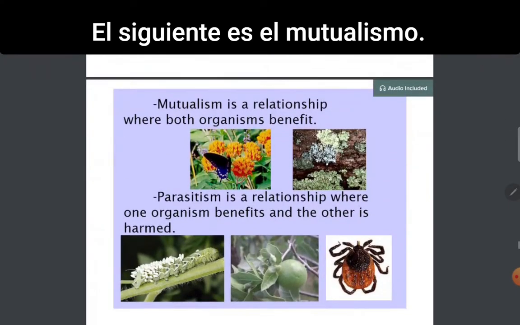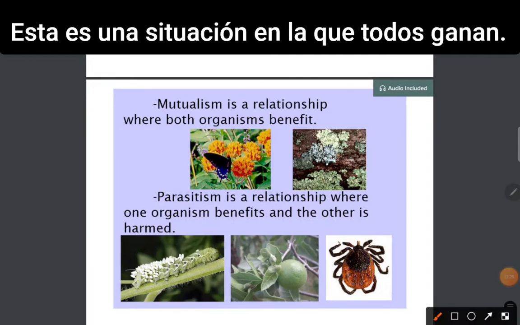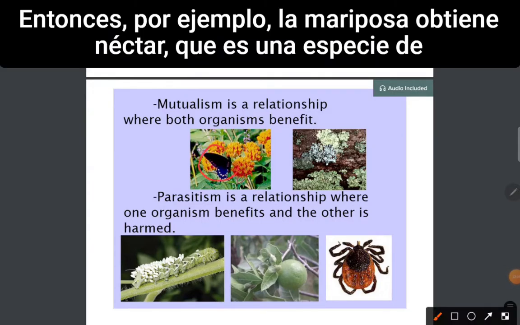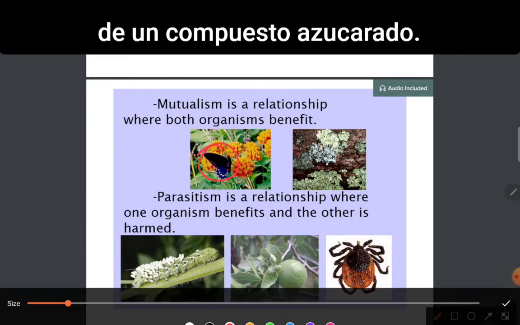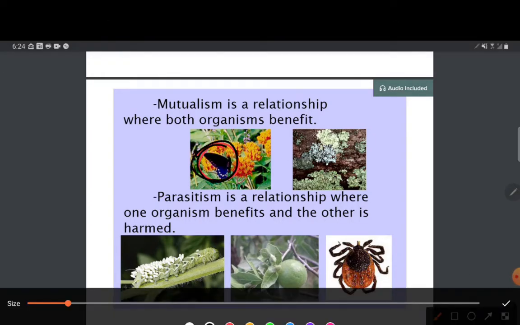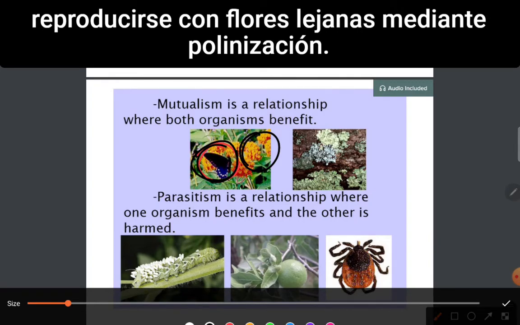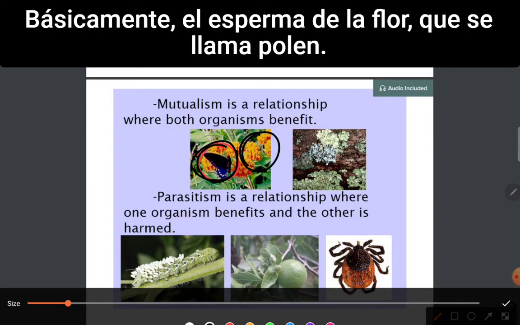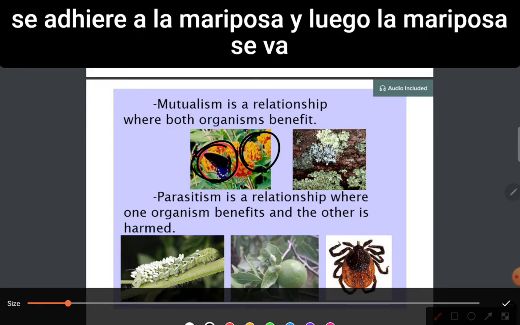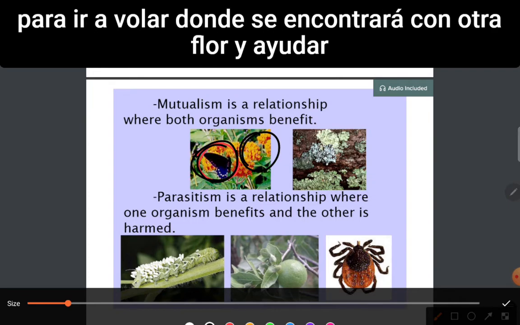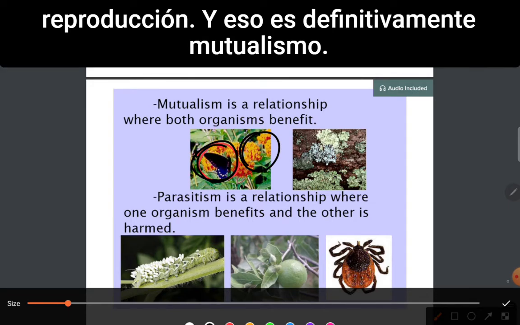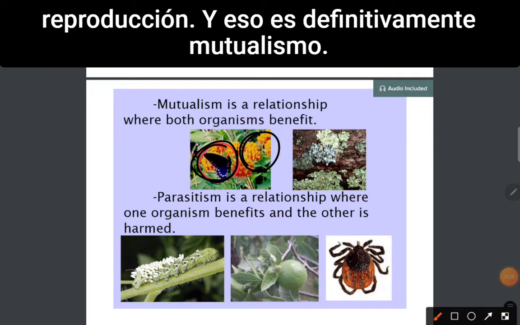The next one is mutualism. This is where both parties are helped. This is a win-win situation. So for example, the butterfly gets nectar, which is sort of a sugary compound. And the flower, which can't move, like the barnacle, gets to reproduce with distant flowers through pollination. Basically, the sperm of the flower, which is called pollen, attaches to the butterfly, and then the butterfly is going to fly away where it will meet another flower and help reproduction. And so that is definitely mutualism.